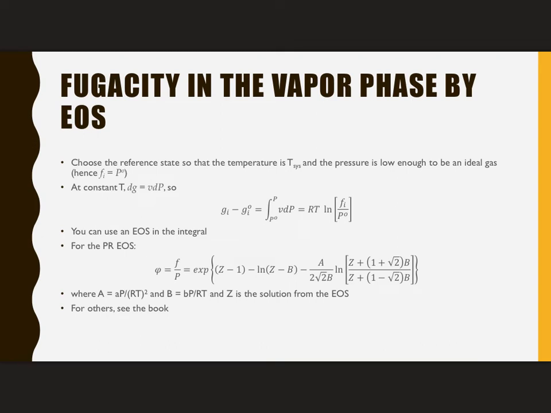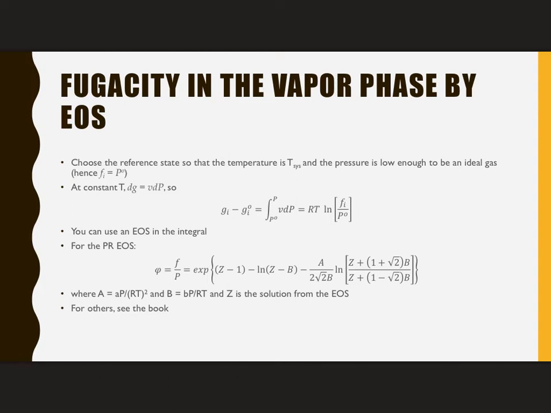If we're looking at the vapor phase, we basically choose a reference state so that the temperature is the temperature of our system and the pressure is essentially zero, right? Low enough so that I have an ideal gas. And so at constant temperature, dG is VdP, right? Go back to our fundamental relations. And so this is equal to RT times the natural log of fugacity over P naught, my ideal gas pressure.